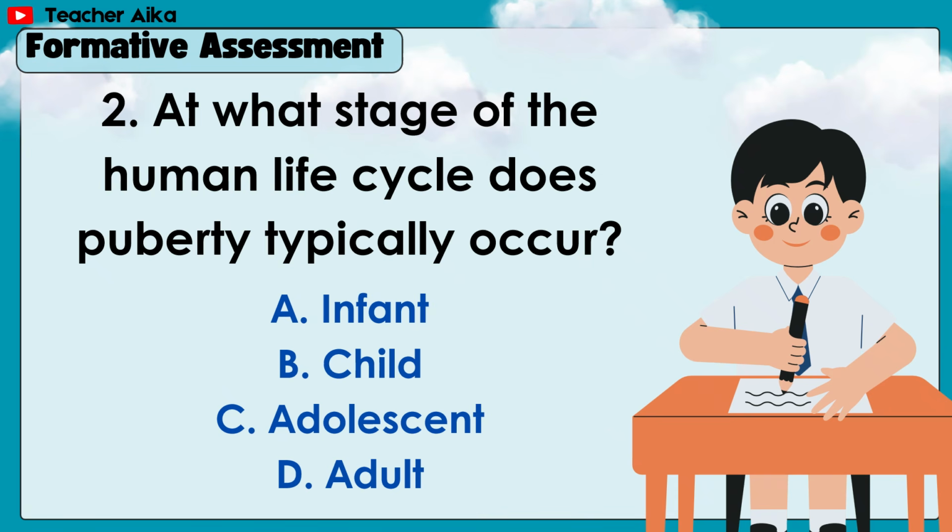Number 2. At what stage of the human life cycle does puberty typically occur? A. Infant. B. Child. C. Adolescent. D. Adult. Answer: C. Adolescent.